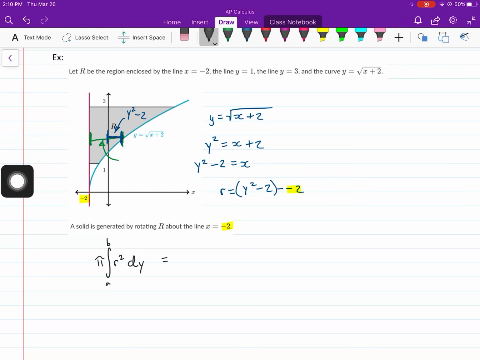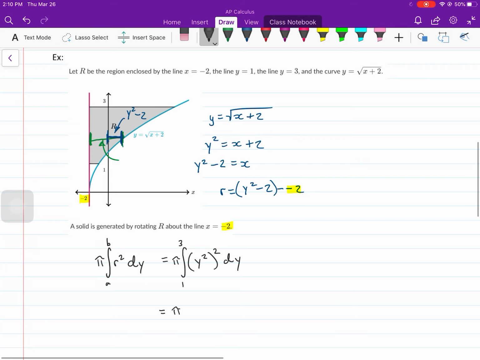So our formula is going to be the integral, and we're doing it with respect to y. So our y lower bound is 1, our upper bound is 3. And it's going to be pi times the radius, which is going to be, let's clean that up, -2 plus 2, isn't that just 0? And then that's squared dy. This one doesn't just want us to set up, it wants us to solve. So that's pi times the integral from 1 to 3 of y to the 4th dy.